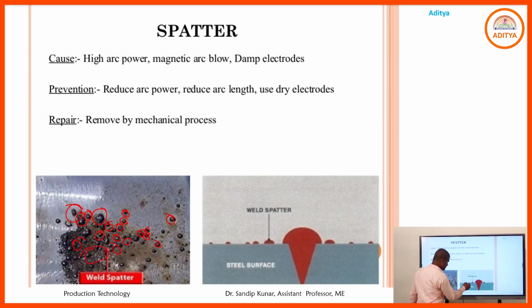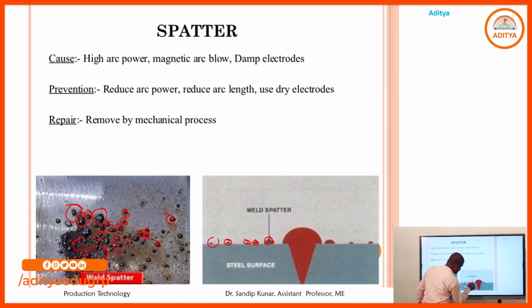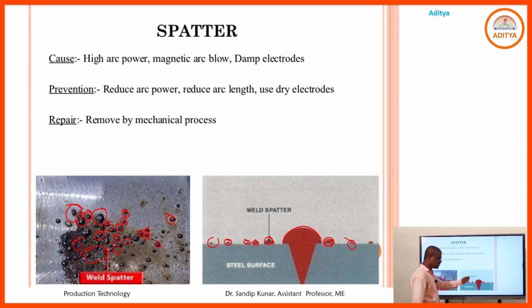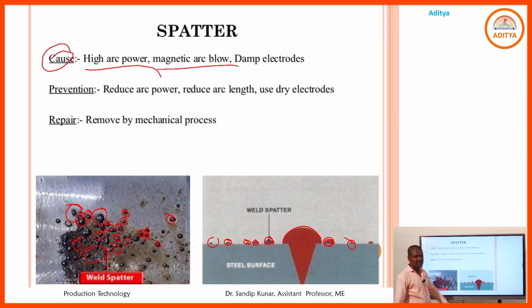Here weld spatter means extra material has been deposited. That is the weld zone, and across the nearby welding zone some extra metal has been accumulated. That is the weld spatter problem. So what are the causes? High arc power, magnetic arc flow, damp electrodes. Due to that, this type of problem occurs.